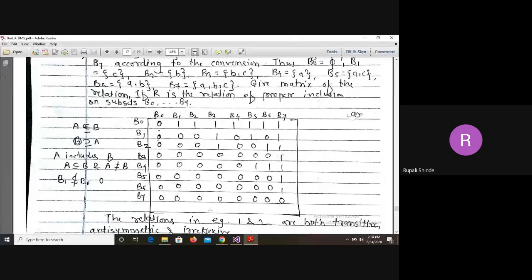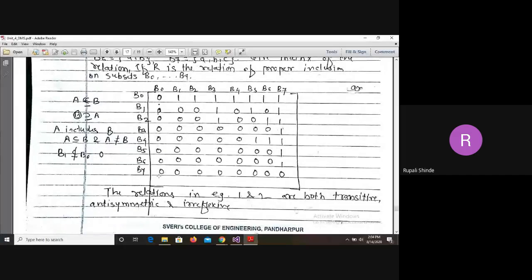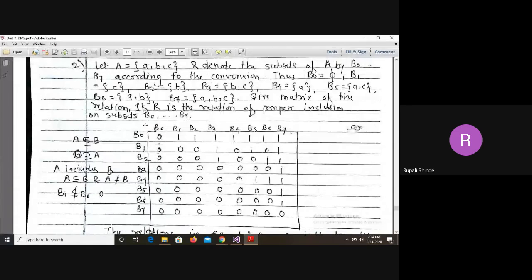And for B7, check whether any other set contains all the elements of B7. No. There is no such set which contains A, B, C as a subset. That's why for this row, B7, for all the places we have marked 0. So in this way we can form a matrix for this given relation.